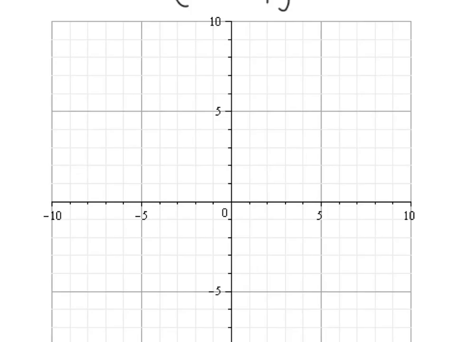So I zoomed in a little bit there so I could graph the 3/4 comma 0 approximately, and then 0, 3. So there's the line. Okay? So let's take a look at some more examples.